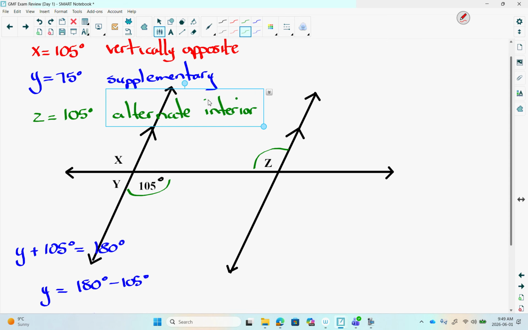And that was the first type of question we looked at early on in this course, after we learned our rules. So the x and the 105 were vertically opposite. The y and the 105 added to give me 180. They were supplementary. And the z and the 105 were alternate interior angles. All right, let's flip over and look at the next example.